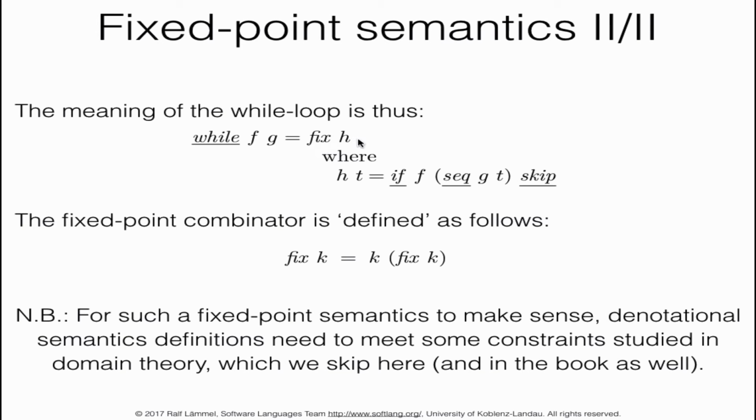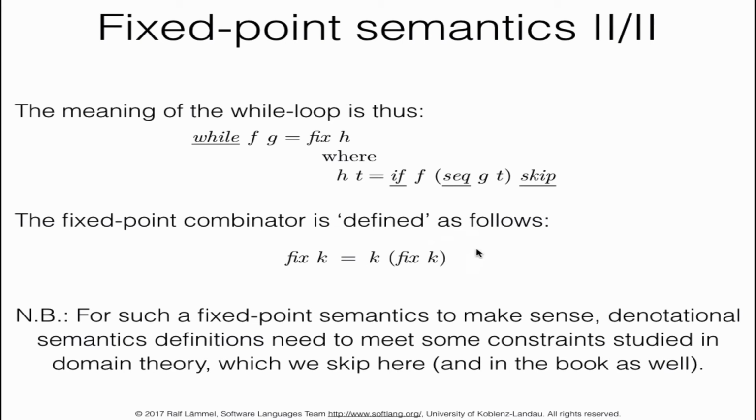So the meaning of the while loop is indeed essentially the fixed point of this function that we have just defined. And for what it matters here, we can define the fixed point of a function k simply by saying the fixed point of k is k applied to the fixed point of k. This is, in a way, a definitional property of a fixed point. In order for something to be a fixed point of k, of course, k applied to that fixed point should be equal to the fixed point.